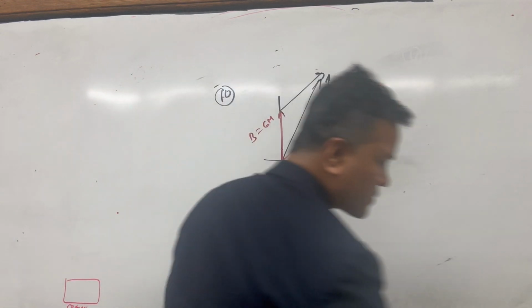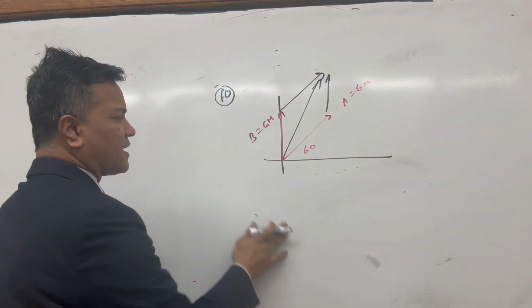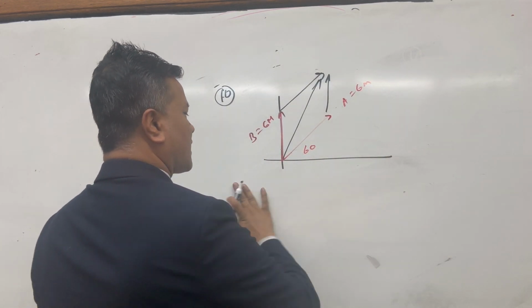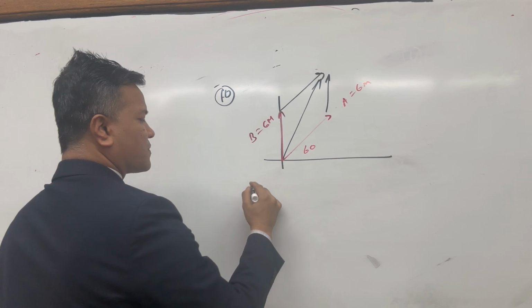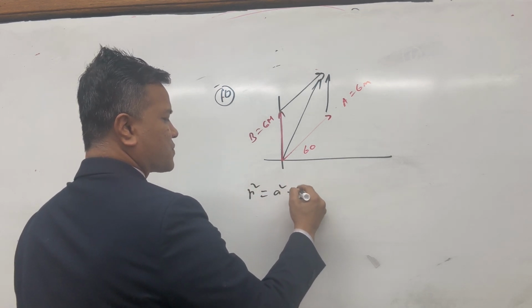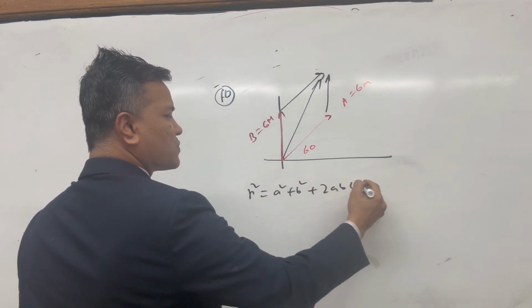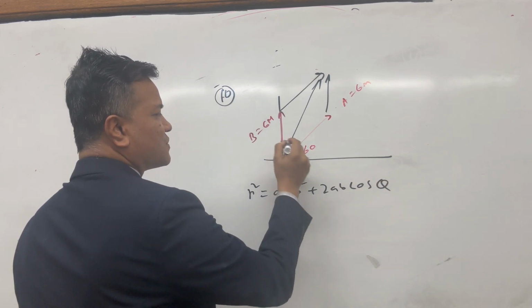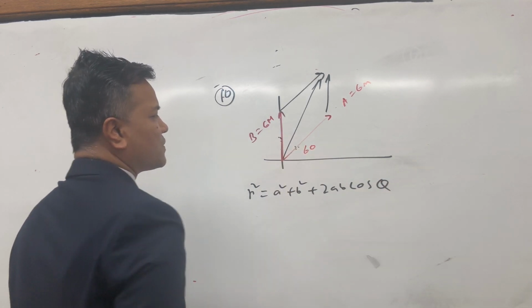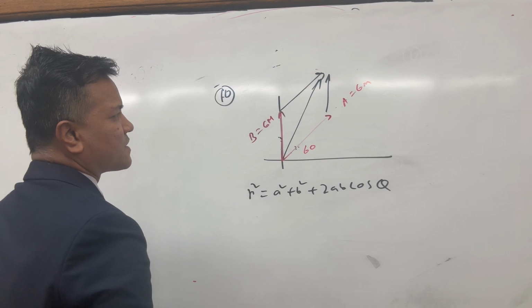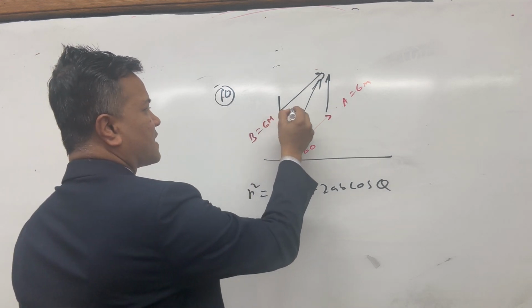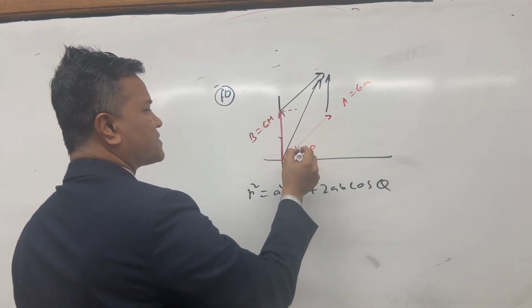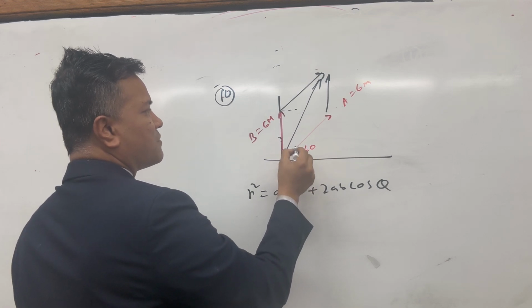They ask you to find the resultant. Do you need the angle? Yes, you do need the angle to find the resultant. So r squared is equal to a squared plus b squared plus 2ab cosine of the angle between these two vectors. Let's see, what is this angle? This angle is 60, because I moved this one over here.